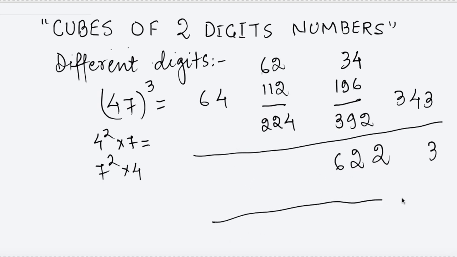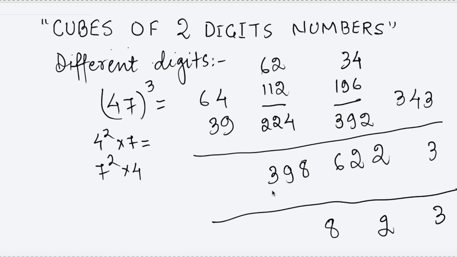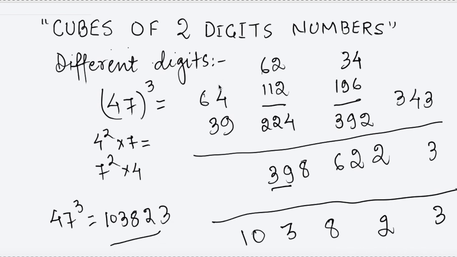And I will take the last digit, so 3 from here and 2 from here. So this gives me 2, 4 plus 4 is 8, and then 6, 1, 7 plus 2 is 9, and 2 plus 1 is 3. So I take the last digit here, which is 8, and then I take this 39 as carryover here. So this gives me 3, and 6 plus 3 is 9, and 9 plus 1 gives me 10. So 47 cube comes out to be 103823. That's the answer. So I hope you understood these methods.